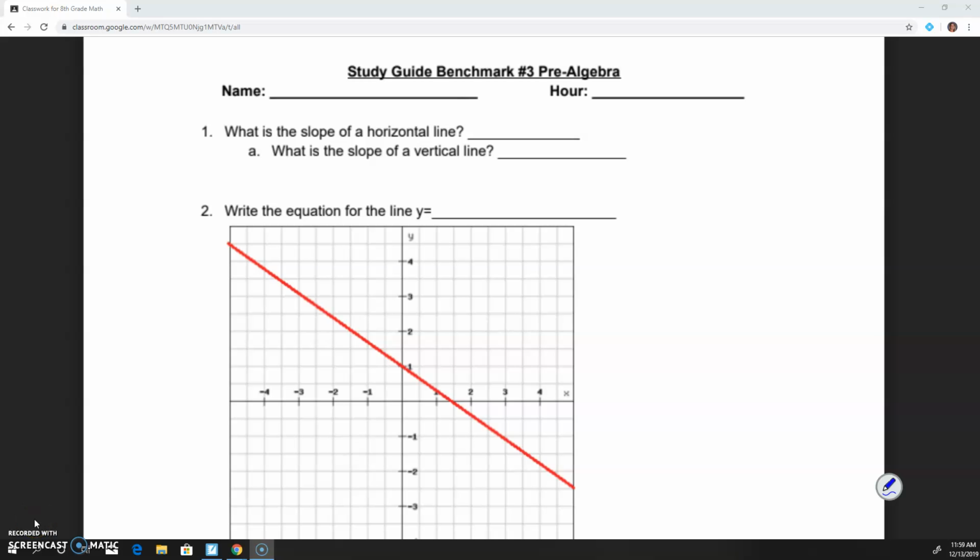Horizontal lines are like the horizon, left and right. What is the slope of a horizontal line? 0. A vertical, it's kind of like in basketball when they want to know your vertical, you're jumping up and down, right? It's not a function, so what's the slope? Undefined.